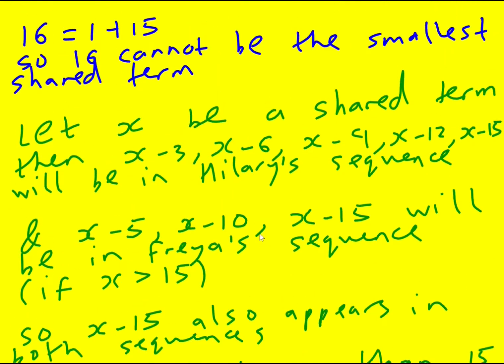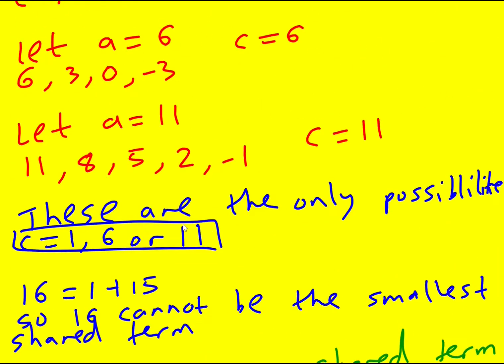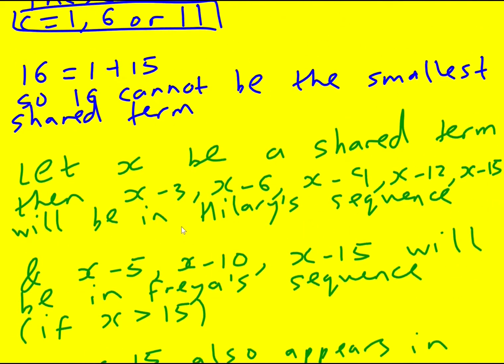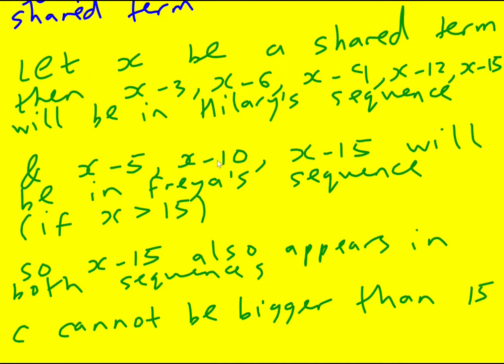So that's just a little bit more explanation for why it can't work. We tried 1, 6, and 11. We had a look and saw that 16, because you're counting back, if 16 is in both sequences, then 1 will also be. And this is an algebraic way of generalizing it. If x is a shared term, then we can just keep counting back 3 for Hillary's sequence, and we can count back 5 for Frere's sequence. Remember it starts at 1, so this is not always the case, but if x is bigger than 15, it works.